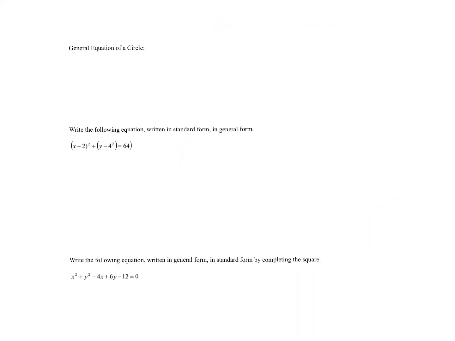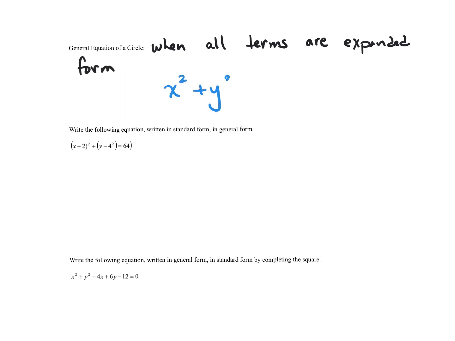Now, the other thing we have that's not standard is the general equation of a circle. The general equation of a circle is really when all terms are expanded, you can put it in what's called general form. We generally don't like things in general form, so we would prefer them in standard, but it's a pretty important form. So what it's going to look like if you have something in general form, it'll be x squared plus y squared plus some number x plus some other number y plus some other constant equals 0.